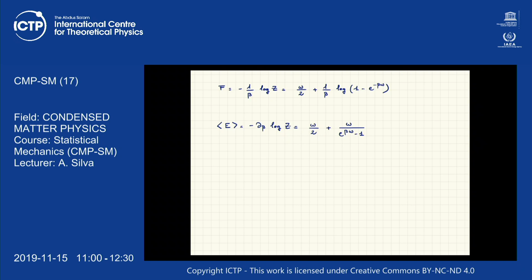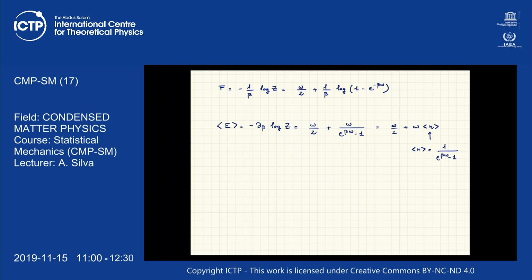You could think of this as omega over 2 plus omega times the average occupation, the average number of quanta in your harmonic oscillator, and that tells you that this average of n is equal to 1 over e to the beta omega minus 1. We will see this appearing later on when we will be discussing bosons and fermions and so forth.